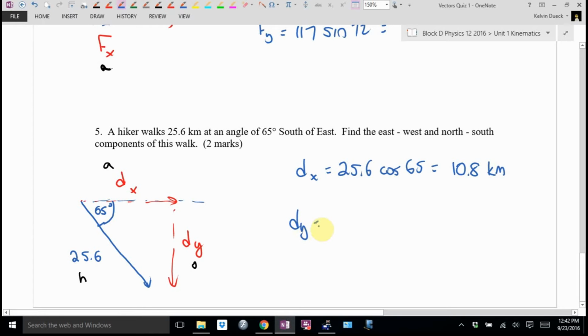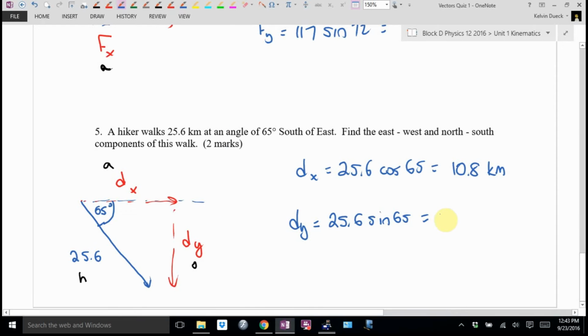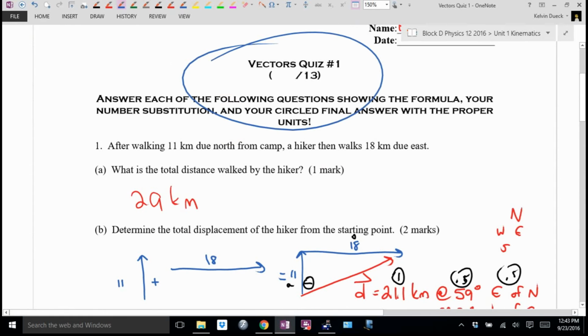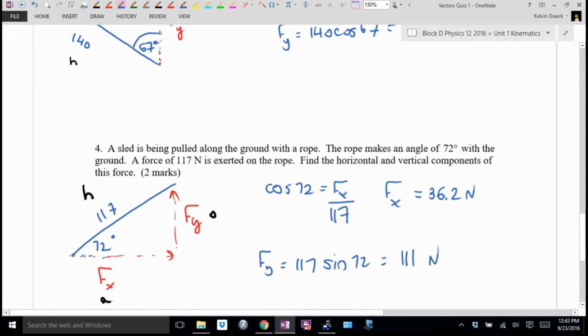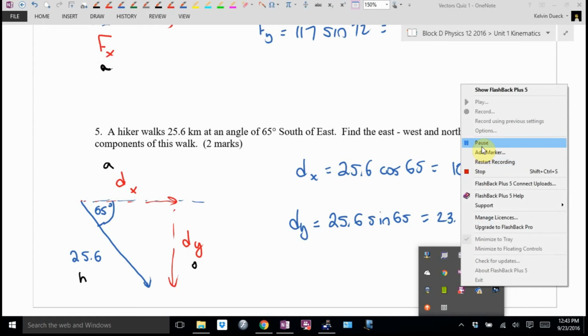I think dy is going to end up being sine. It's going to end up being 25.6 sine of 65. And I get 23.2 kilometers. 1 mark, 1 mark. If you would be so kind as to give yourself a score at the top of the page out of, count 'em, 13. And please make sure the person in the middle puts them in a nice stack, make sure their name is on it, and I'll come grab them.